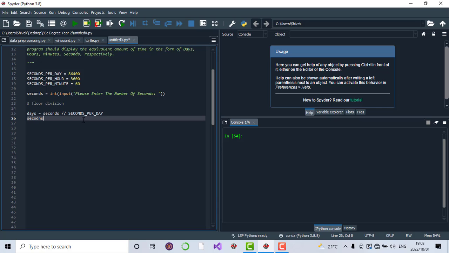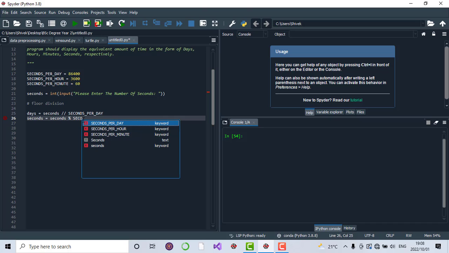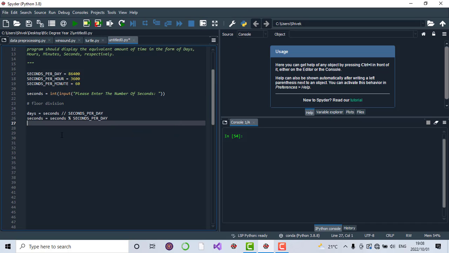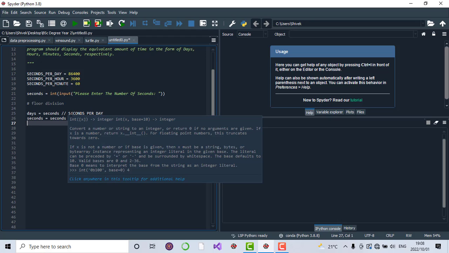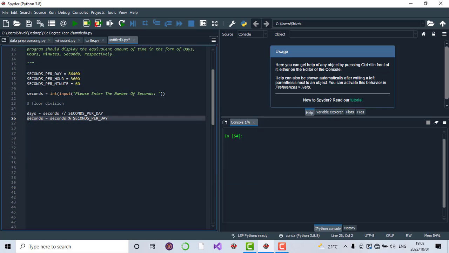Then we're going to do seconds is equals to seconds mod seconds per day. Now take a look at this. Days is equals to seconds floor divide seconds per day. So we are going to get a whole number that's rounded off to the nearest lowest number. That's going to represent our days. Now for the remainder seconds, what we're doing is a mod with seconds per day. It's going to take seconds divided by seconds per day, and it's going to give us the remainder seconds, right?